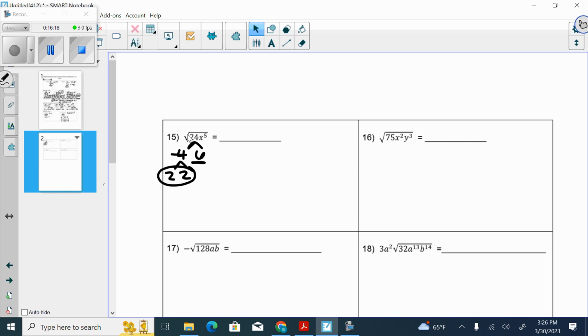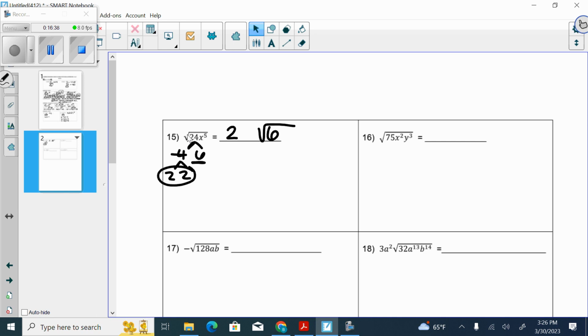All right, so what do I get to take out? A 2. I'm going to leave a little space after my 2 because I might get to take something else out. But yes, we need a square root, and underneath it we're going to put the 6, right? The leftover 6. All right.